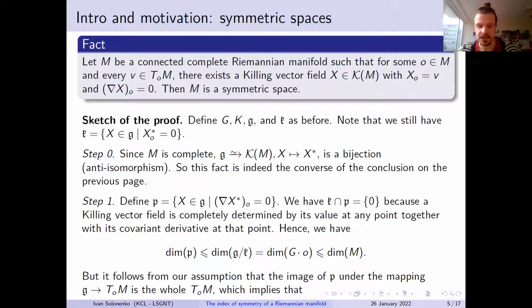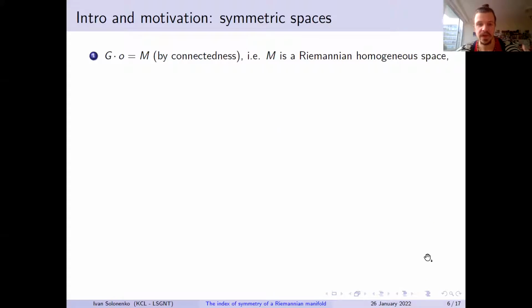So we have two equalities here, between the dimension of P and the dimension of G mod K, and between the dimension of GO and the dimension of M. This gives us two facts. One, GO is just M. It follows by connectedness of the manifold. So M is a Riemannian homogeneous space, which is already a huge progress. And also, not only do K and P not intersect, but they span the whole G as a direct sum.